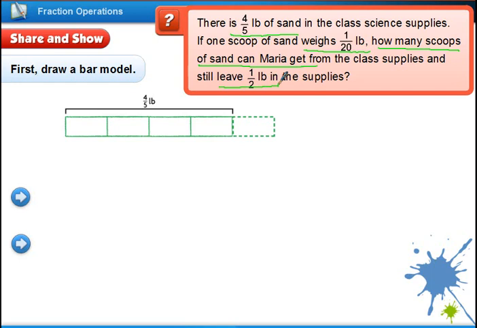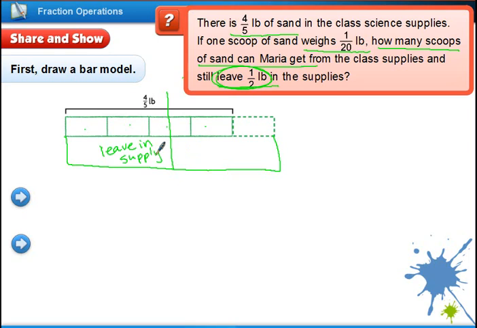So in this case, we're going to start with, there is 4/5 pound. 1/5, 2/5, 3/5, 4/5, and here's our 5/5 to show our whole. But we want to leave 1/2 pound in the supply, and we know 1/2 is right here. So we want to leave this 1/2. So essentially, we're only dealing with this side.